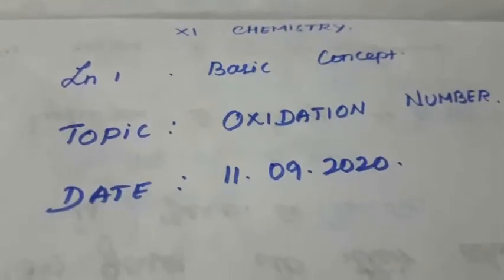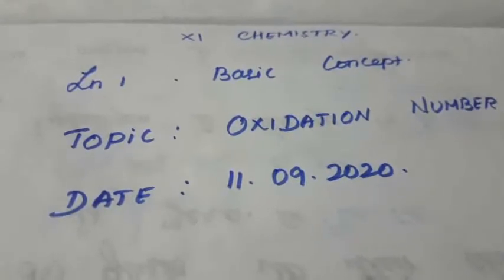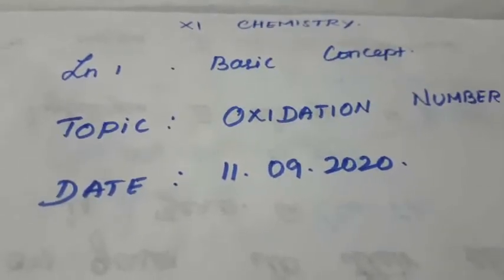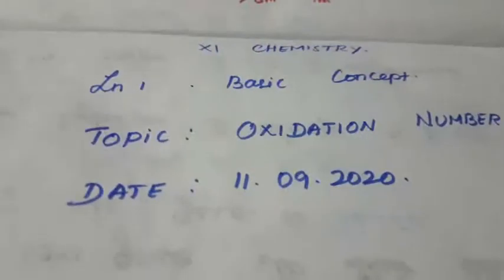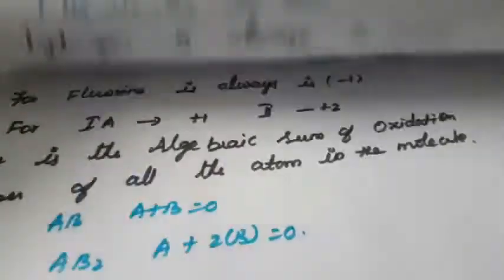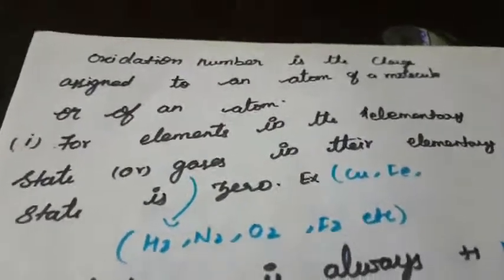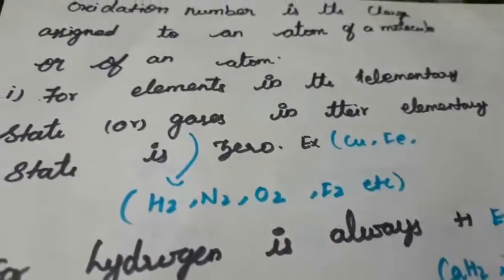Today we are going to see the continuation of lesson 1. The topic is oxidation number. First we are going to see what is meant by oxidation. Yesterday we studied what is oxidation. Oxidation means addition of oxygen, removal of carbon dioxide.